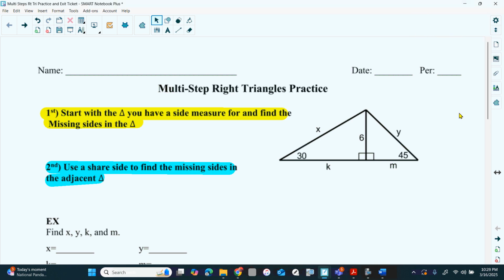All right, guys. This is the video explanation, the lesson to understand how to do multi-step right triangles. Please make sure you're following these 2 steps, and I'm going to break it down for you for each problem and go through it together.